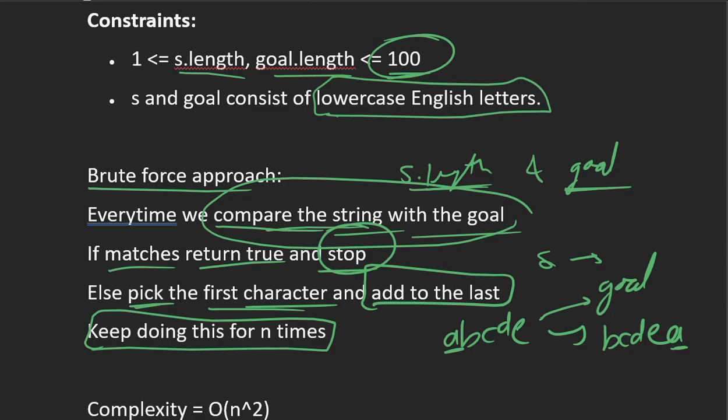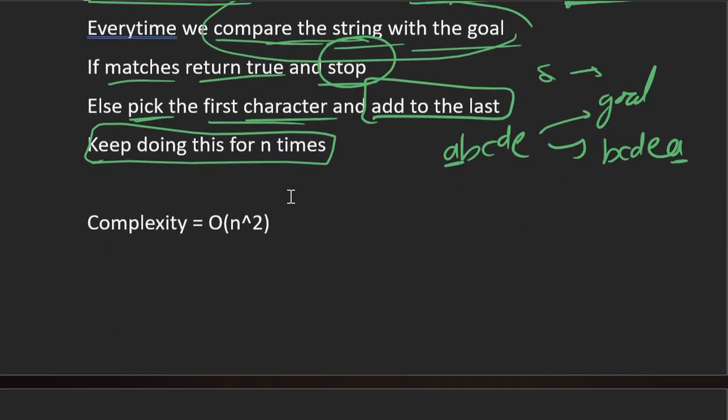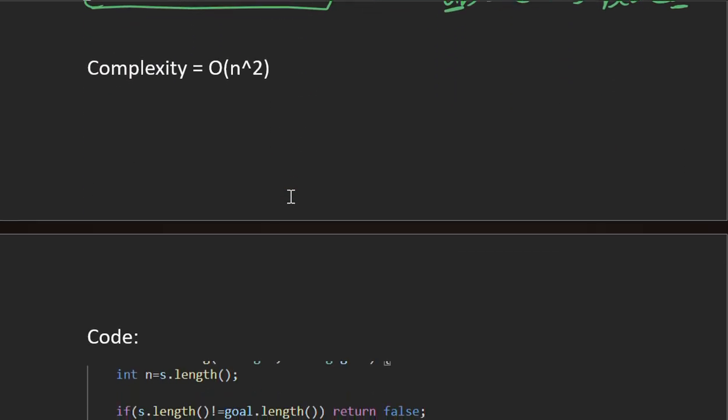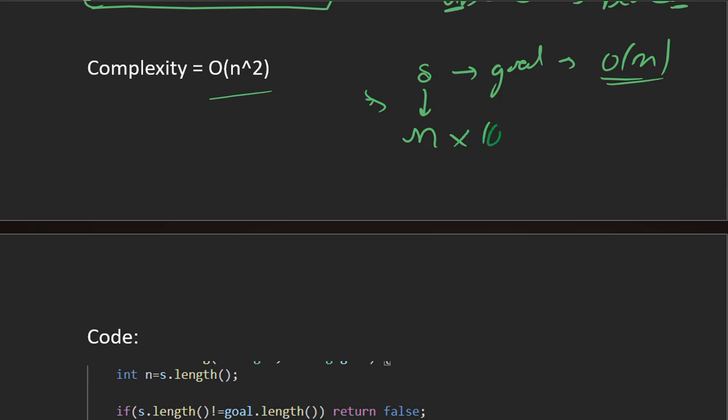So if you see the time complexity of this approach, the time complexity of the brute force approach will be big O of n square, right? Because every time we compare s with goal, it takes big O of n time, and we are doing shifts, so we will be shifting it n times. So n shifts and n comparisons, then n into big O of n, it will be big O of n square.